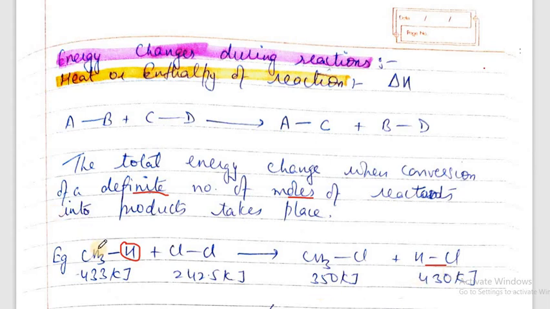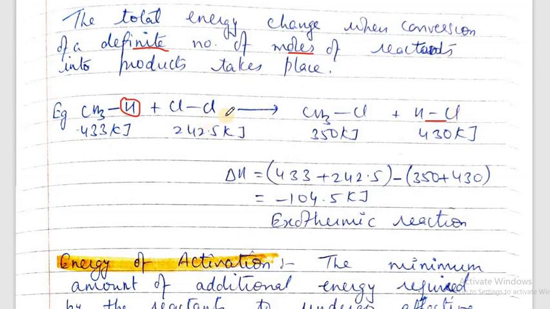So the various bonds are cleaved in a process and new bonds are formed in a process. If we calculate the delta H, that is enthalpy of reactants minus enthalpy of products, so 433 plus 242.5 and then minus these two values, that is 350 plus 430, and we get minus 104.5. It means energy is released, so it is an exothermic process.